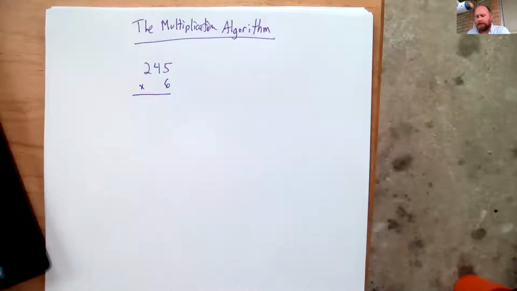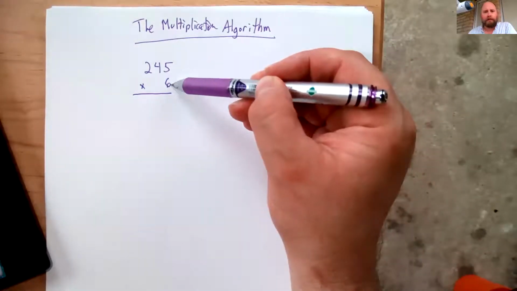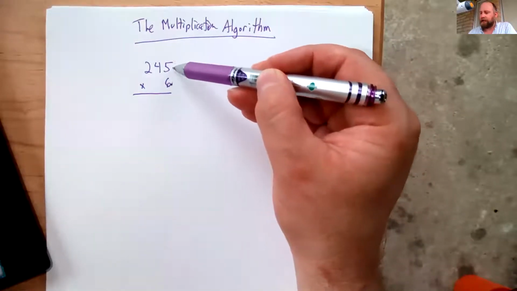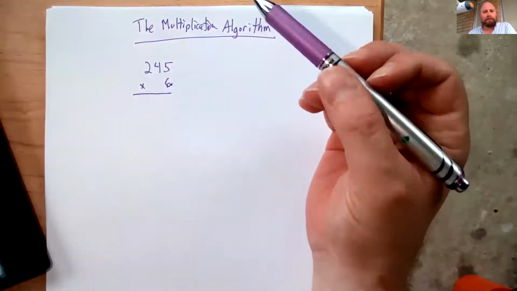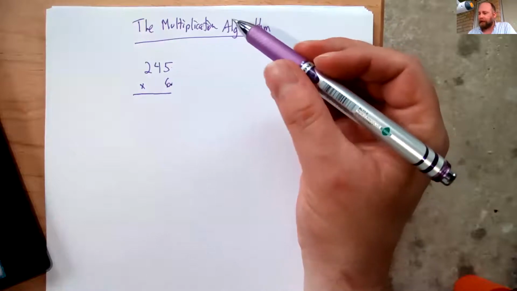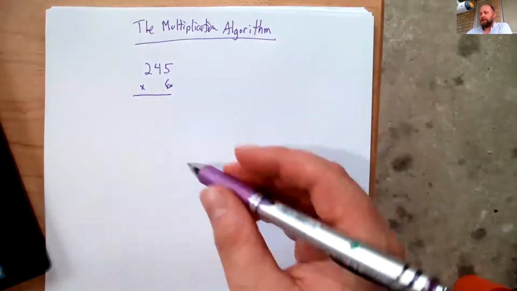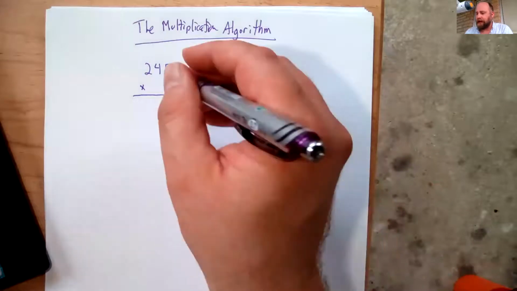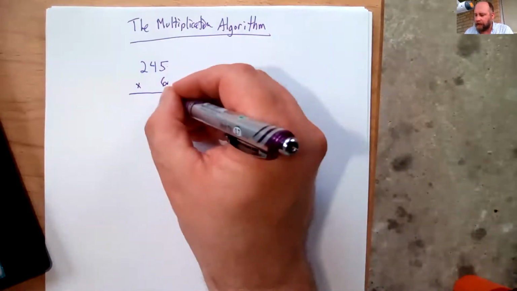Okay, well, as I'm sure you recall, we start by multiplying the 6 by the ones digit of 245. So 6 times 5 is 30. Because the product is a 2-digit number, we have to carry the 3.